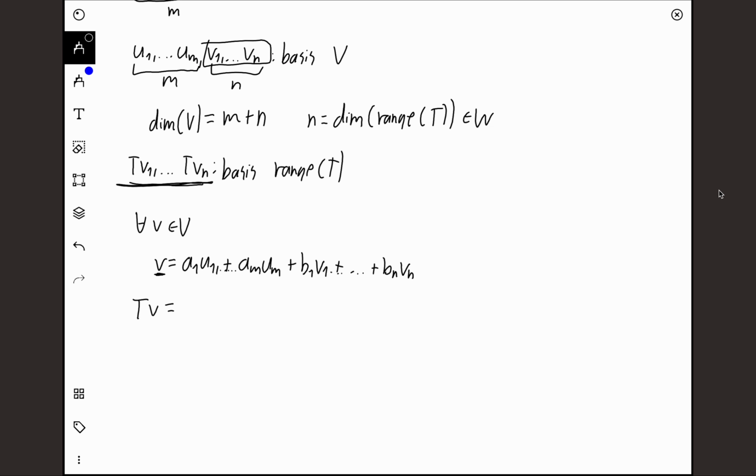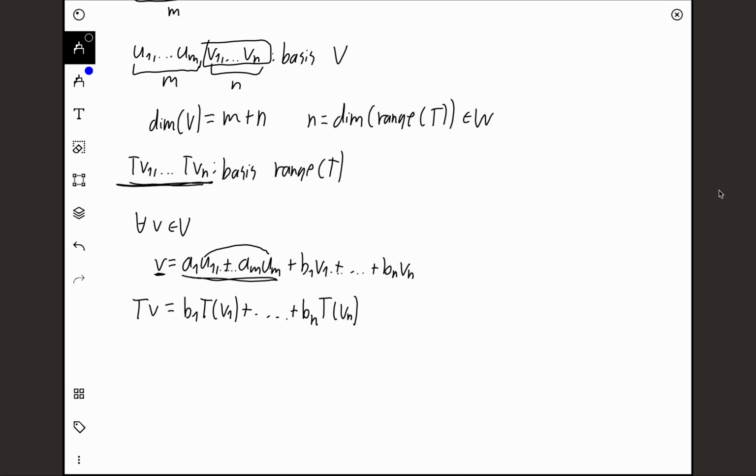An interesting thing that happens is Tv will only equal b1 T v1 plus b2 plus b3 plus bn T vn, because where did all the other vectors go? Well, we know that all the vectors u1 to um are in the kernel of T, which means T sends them to 0.